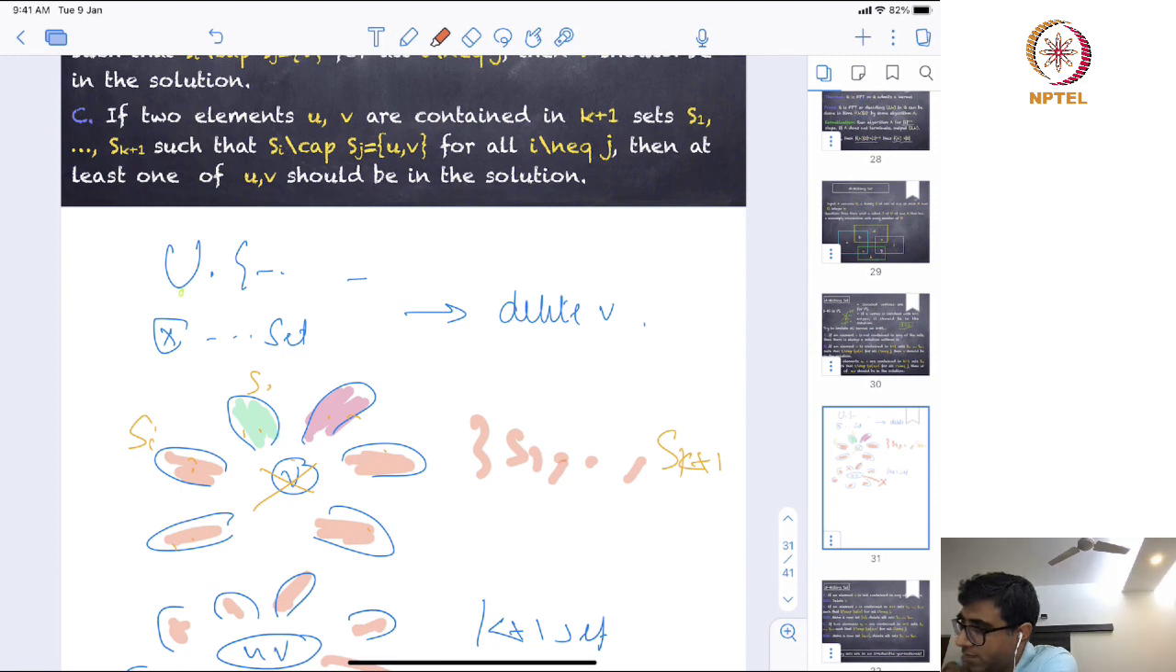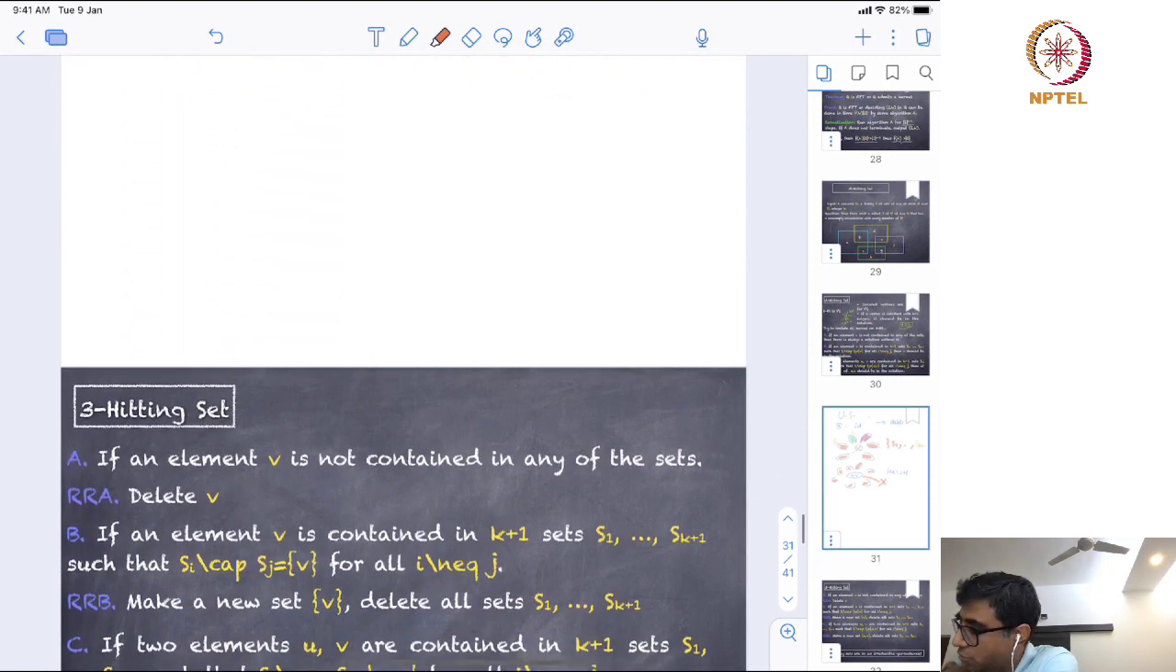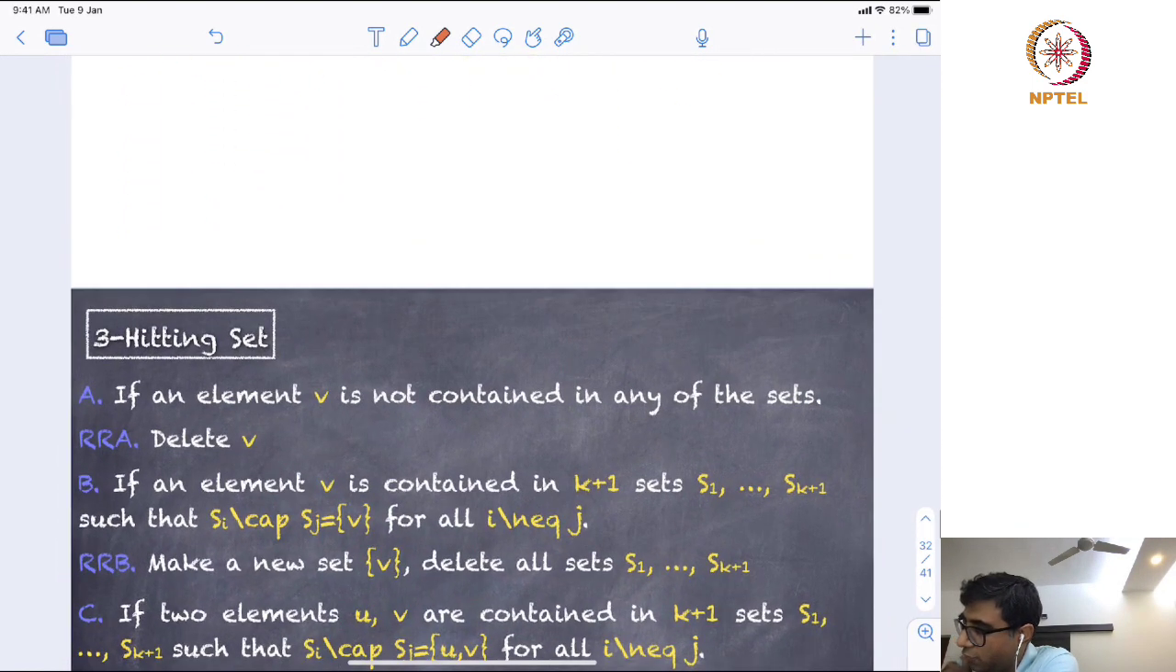So now let us formalize this intuition into the reduction rule, and it is done as follows.